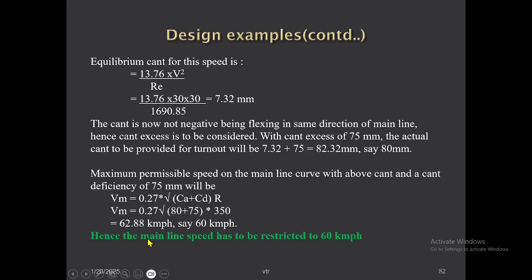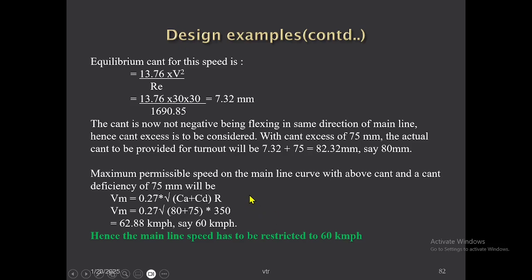So the main line speed now has to be restricted to 60 kmph. If the section speed is more than this, we have to impose a speed reduction to 60 kmph on the main line curve. So this is about this example.